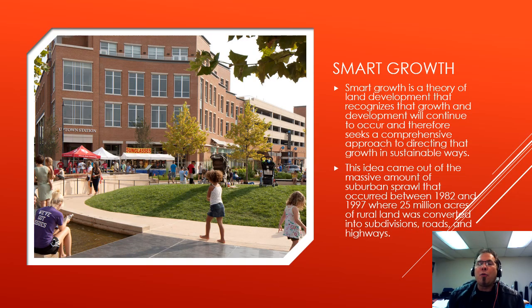So smart growth is a theory of land development that recognizes that growth and development will occur, and therefore you want to figure out ways, if it's going to keep occurring, to make it more sustainable. So yes, growth will be there. More people want to move around, people want to move to different areas. That's great. But how do you make that growth sustainable in the process?